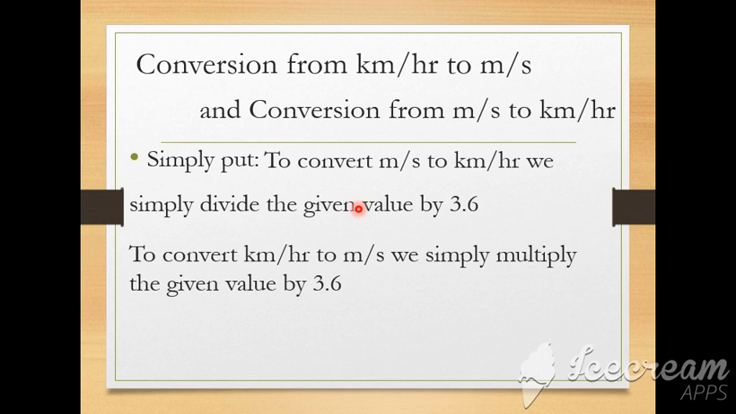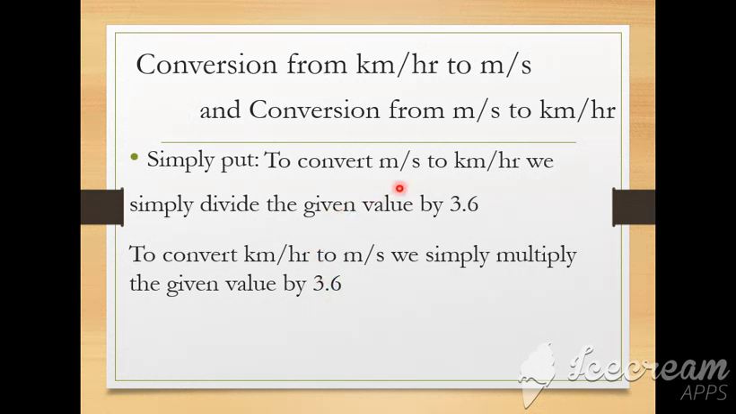Second, we simply multiply the given value by 3.6. Meter per second to kilometer per hour, divide by 3.6. Kilometer per hour to meters per second, you multiply by 3.6. Please make sure you get this right.